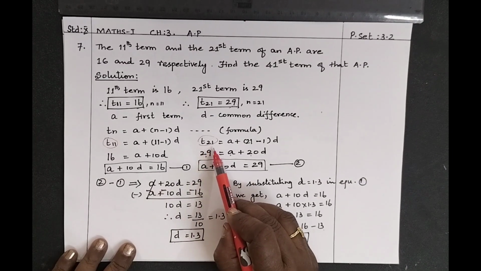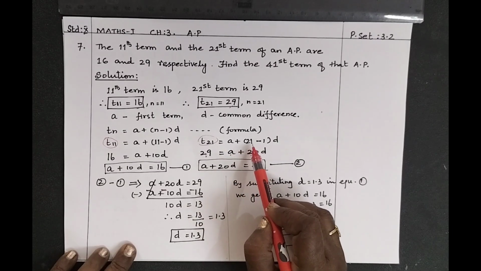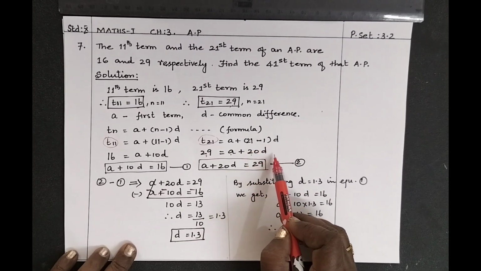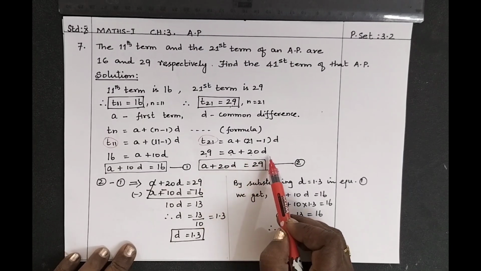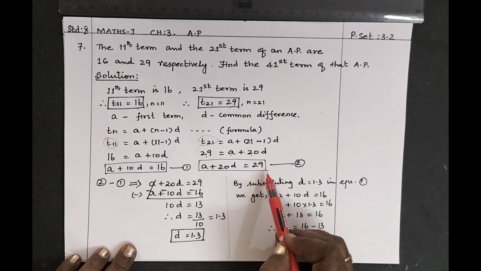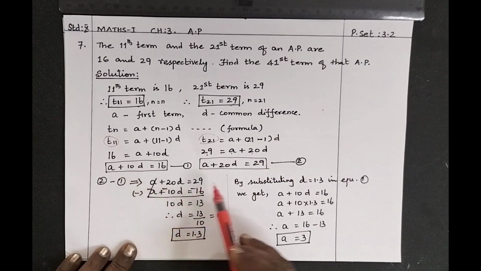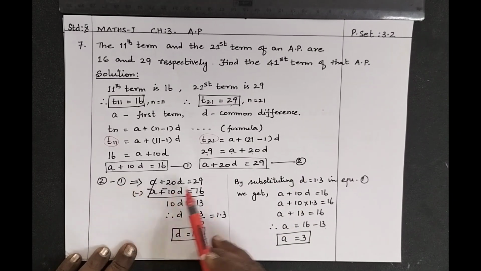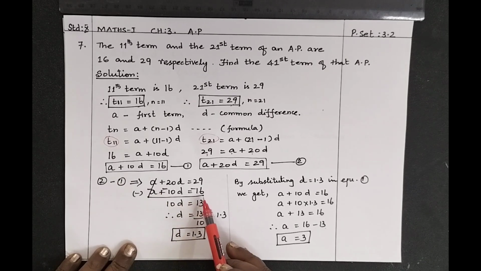Next, T21 is equal to what? Substitute the value here. A plus N is 21, so 21 minus 1 into D. 21 minus 1 is 20, so 20D. And T21 is 29. So 29 equals A plus 20D. So A plus 20D equals 29. Let us take this as equation 2. Now we have to subtract equation 1 from equation 2. So equation 2 minus equation 1: first you write this equation, A plus 20D equals 29, and below that write equation 1, A plus 10D equals 16.